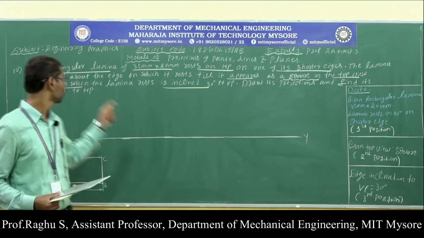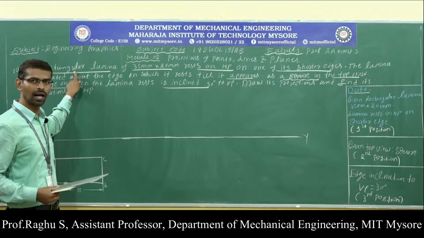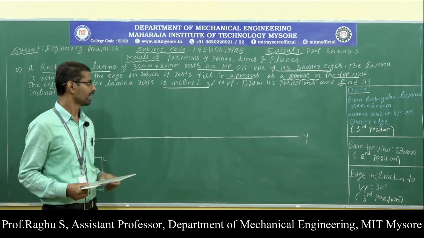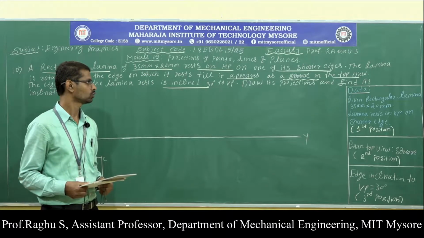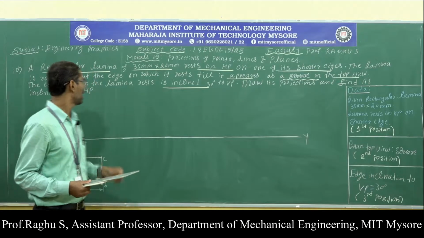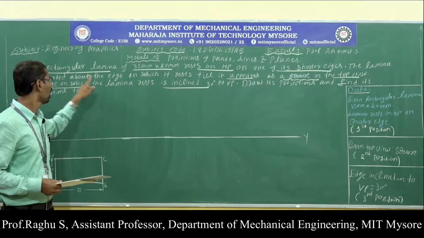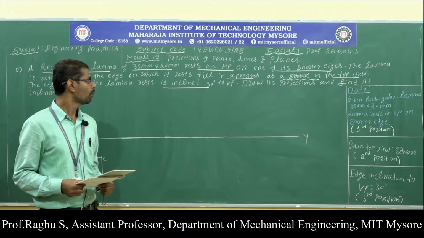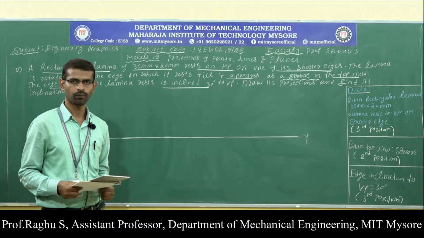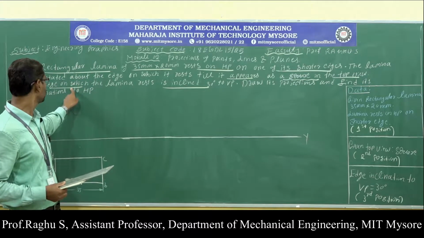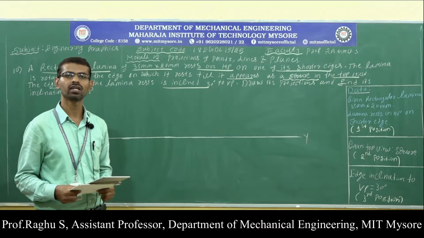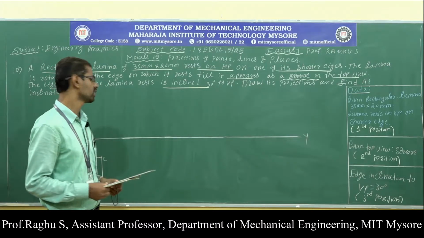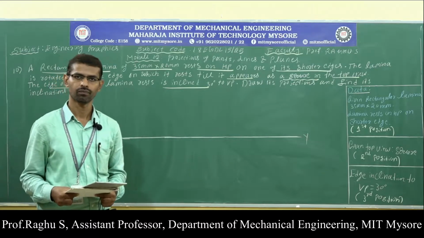So the next problem: a rectangular lamina of 35 mm into 20 mm rests on HP on one of its shorter edges. The lamina is rotated about the edge on which it rests till it appears as a square in the top view. The edge on which the lamina rests is inclined 30 degrees to VP. Draw the projections of the lamina and find its inclination to HP.